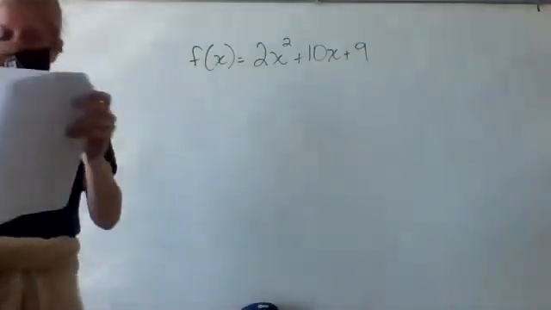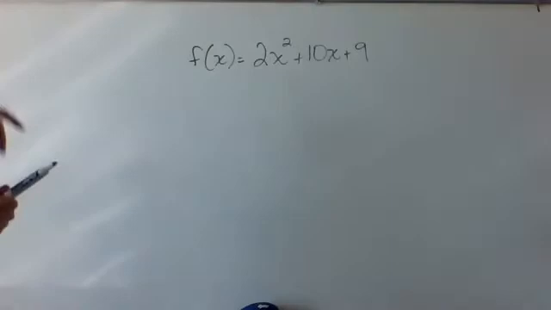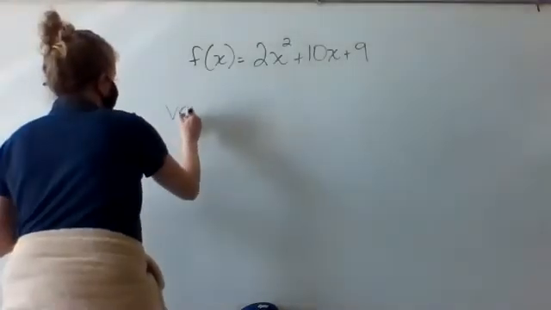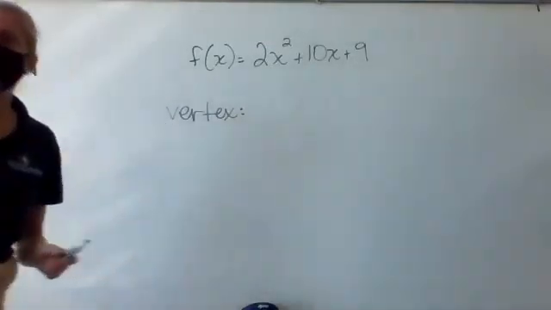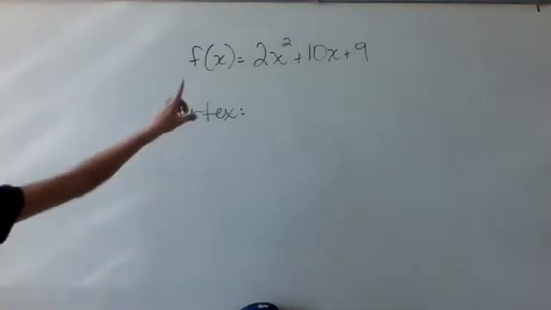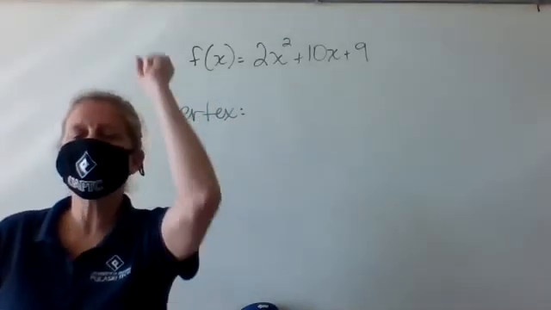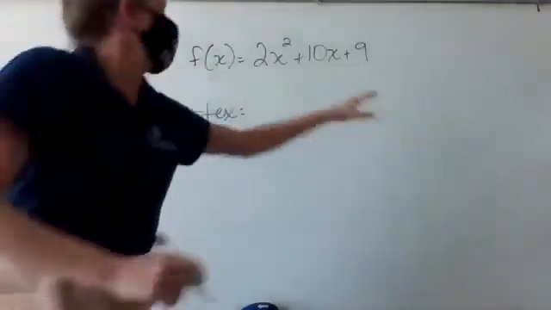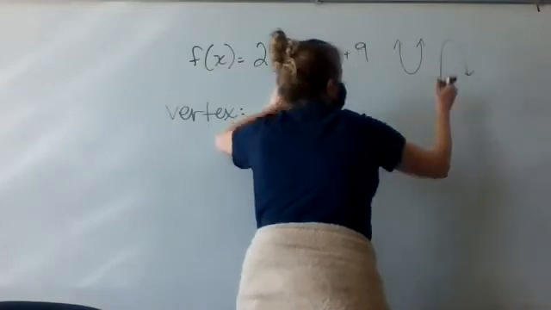2x squared plus 10x plus 9. So first of all, it wants to know what the vertex is. Now remember, we can actually do this in our calculator. The only thing we need to know before we can go to the calculator is whether this vertex point is going to be its minimum or its maximum. So in other words, is this parabola going to have this shape or this shape?